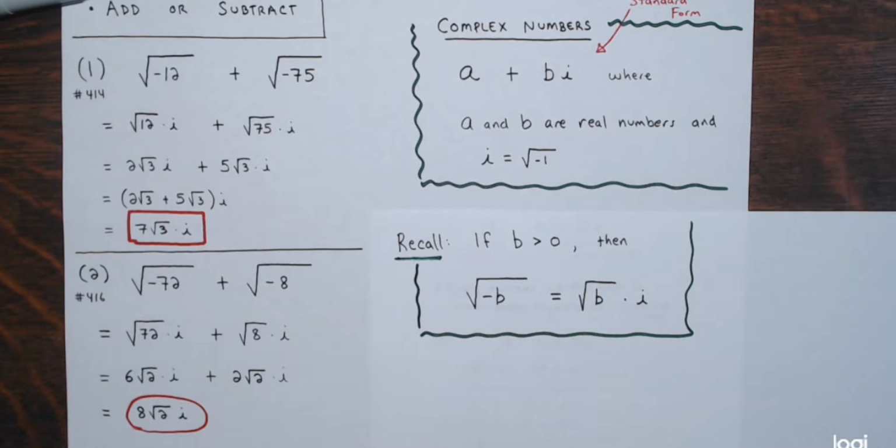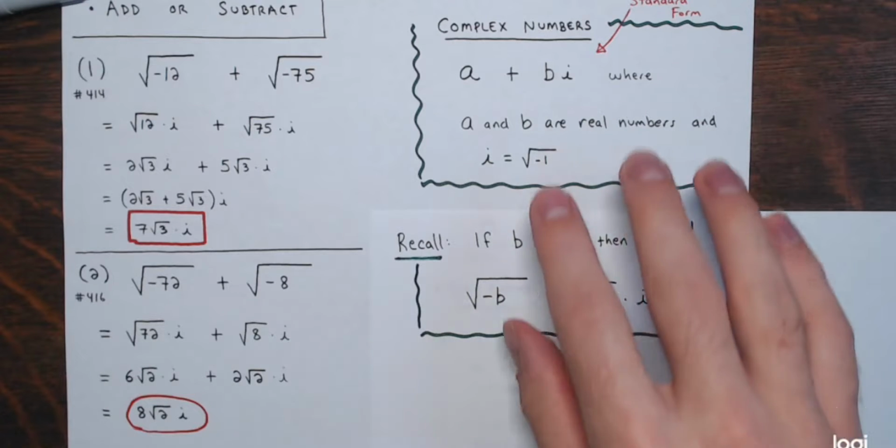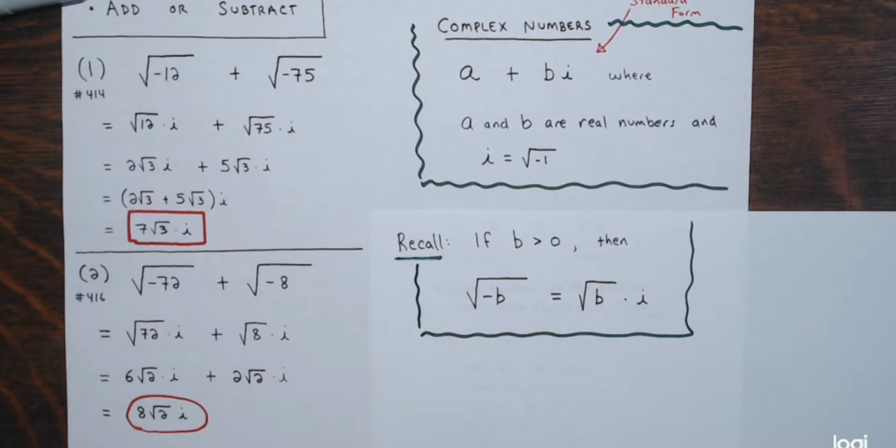Okay, so you're going to keep this stuff in mind. When you're adding and subtracting, you're just combining like terms. You combine real numbers with real numbers, and imaginaries with imaginaries, right? i terms with i terms. That's all you need to know.